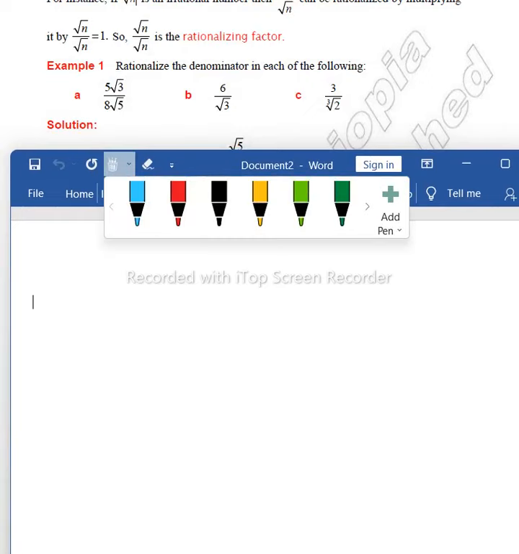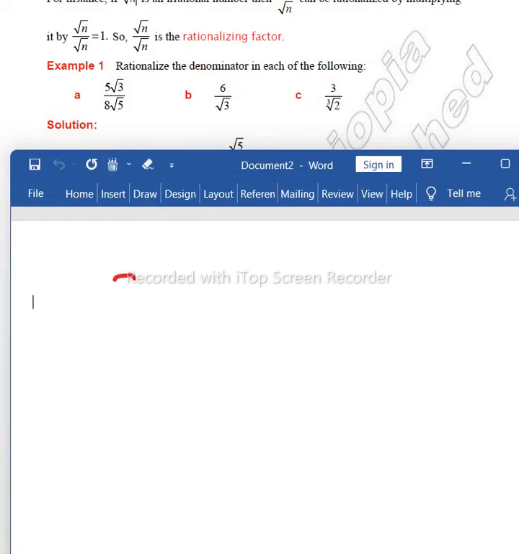Question number, letter C says that 3 over cube root of... here we have cube root, here we make 3. This is cube root with 3. So here we have 2 cube root of 2. So we have to multiply this by cube root of 2 to rationalize this number.